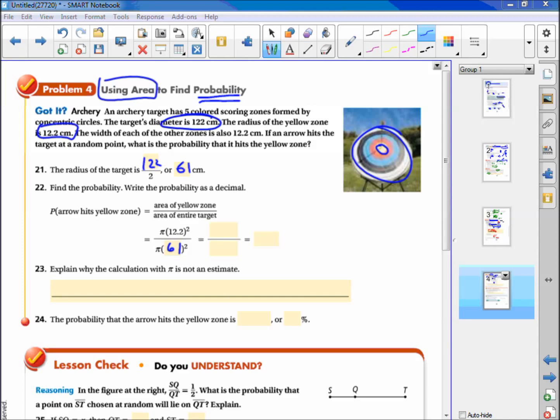All right, so 12.2 squared is 148.84, and 61 squared is 3721. Okay, and when I divide that, we're going to get 0.04.